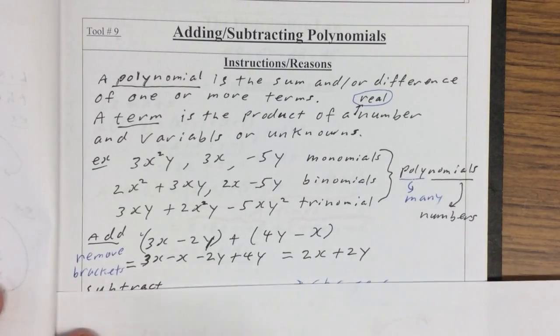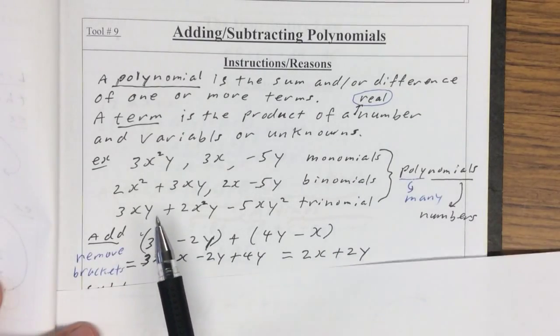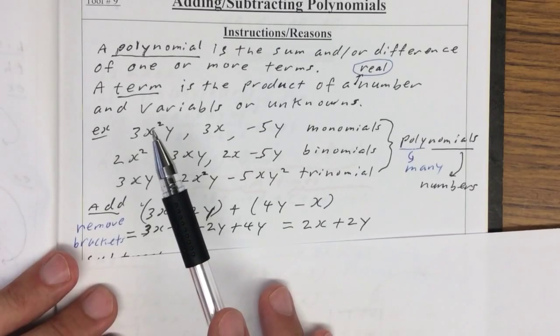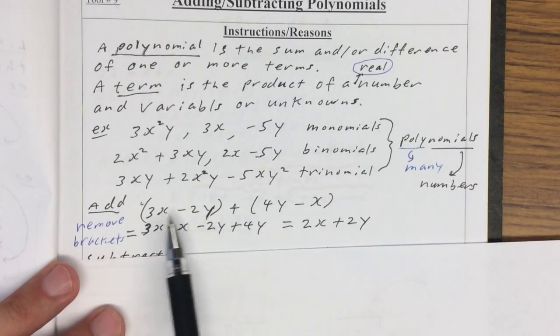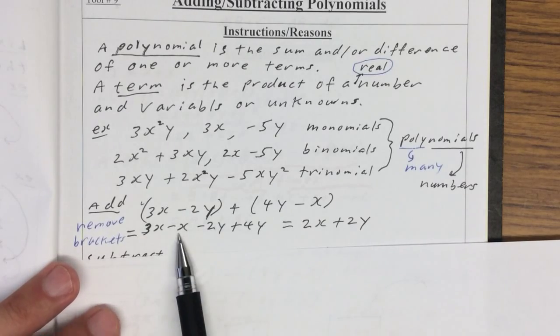To add them, very simple to add. What you do for adding is you just remove the brackets. The brackets don't matter in adding. Just remove them and collect like terms.